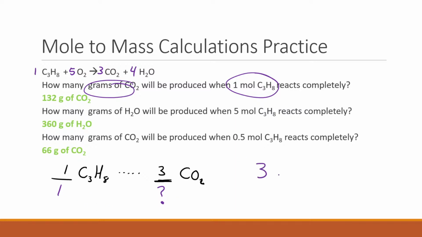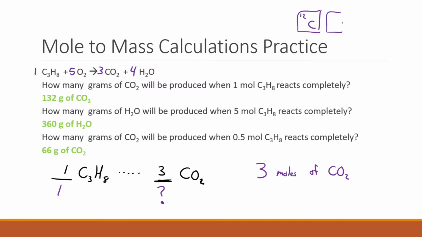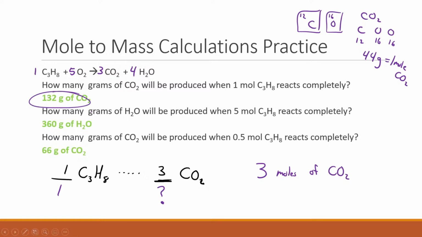When we solve this out, we're going to see 3 moles of carbon dioxide. But they want grams. The question asks for grams, and so we need to do a little calculation. We're going to look at carbon and oxygen. CO2 is C and O, so 12 and 16 and 16. 44 grams is 1 mole of CO2. If I have 3 moles of CO2, I multiply this by 3 to get my 132.